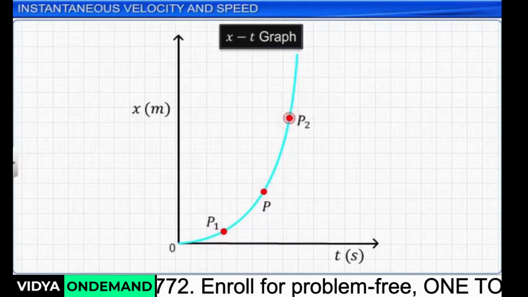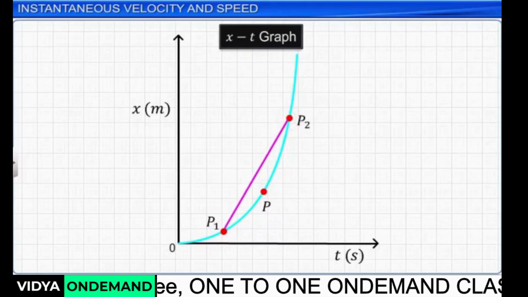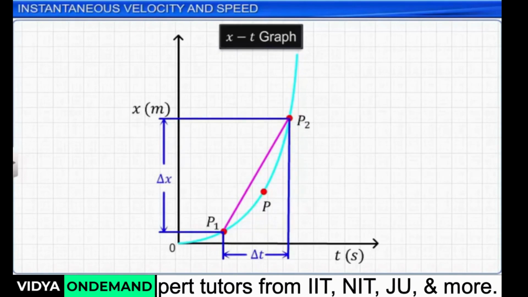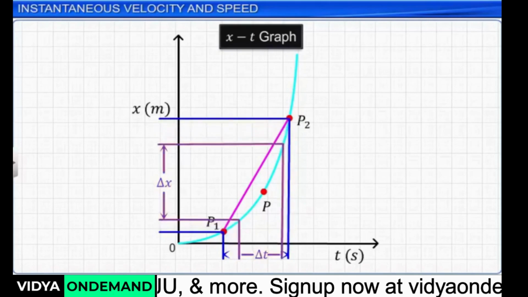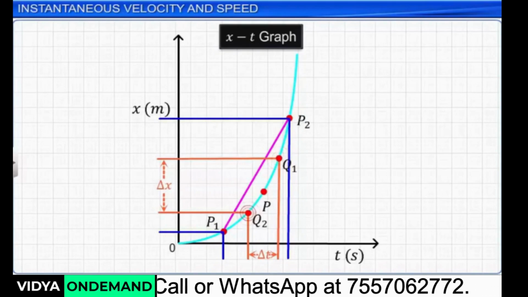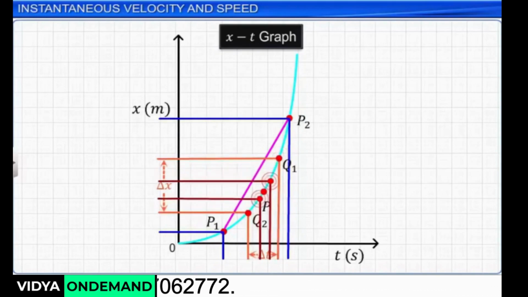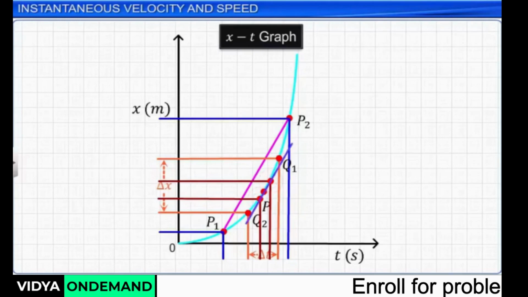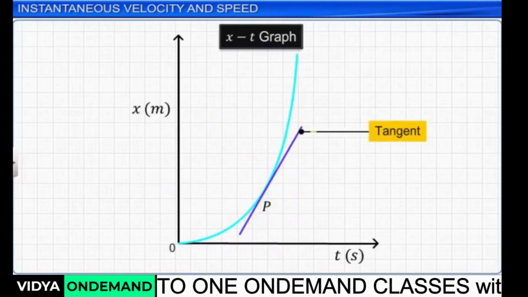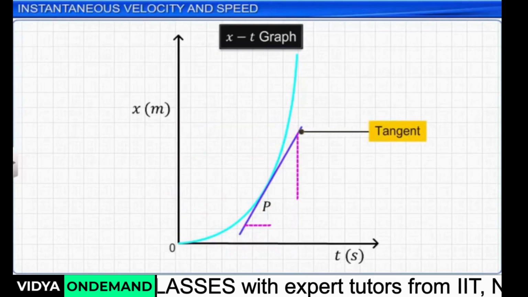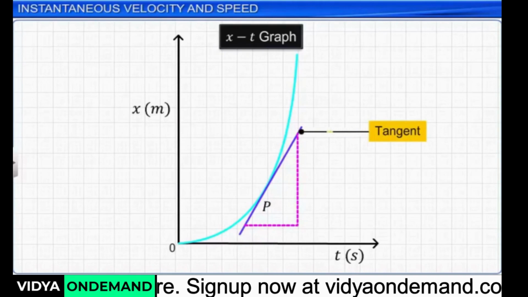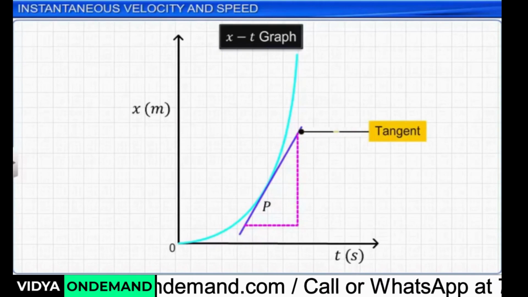Join points P1 and P2. Find delta t and delta x. When delta t is reduced, we get lines Q1, Q2, etc. On further decreasing the value of delta t, we finally get one line, which is the tangent to the curve at point P. The slope of this tangent represents the instantaneous velocity at point P. Slope is represented by tan theta as shown in the graph.